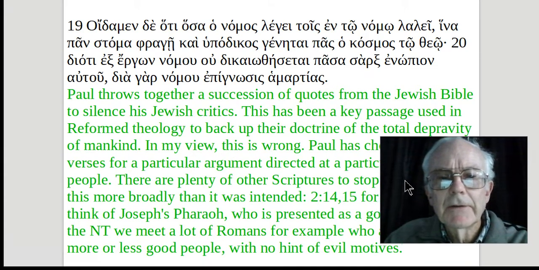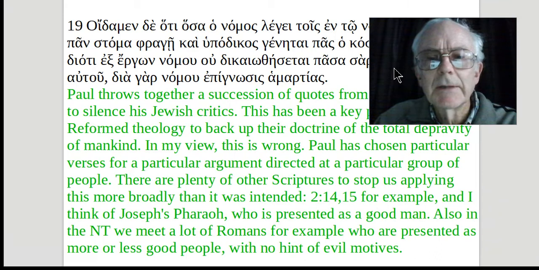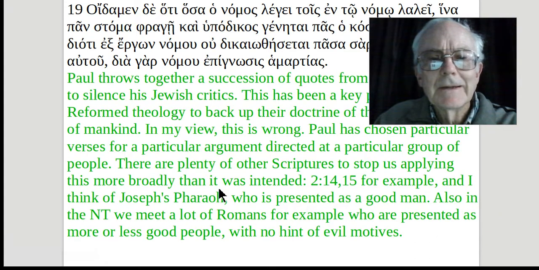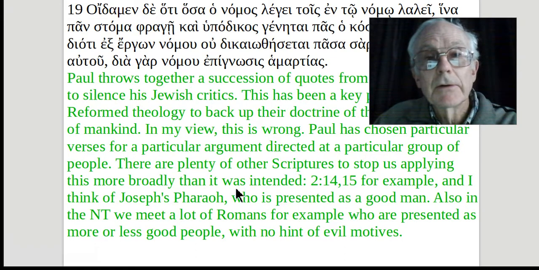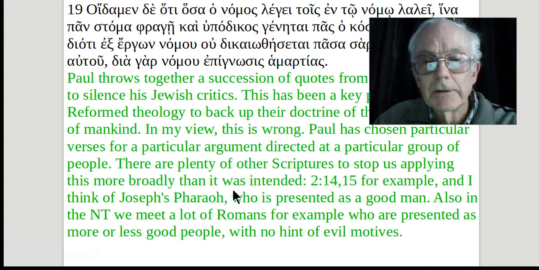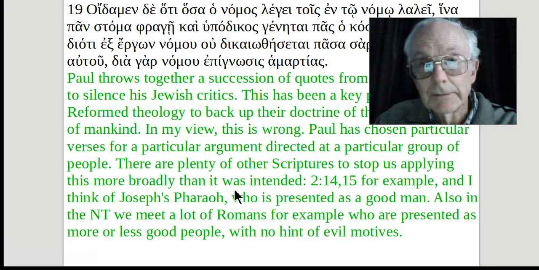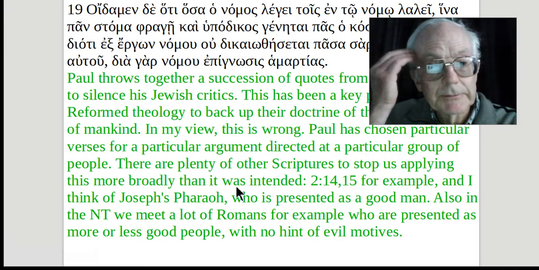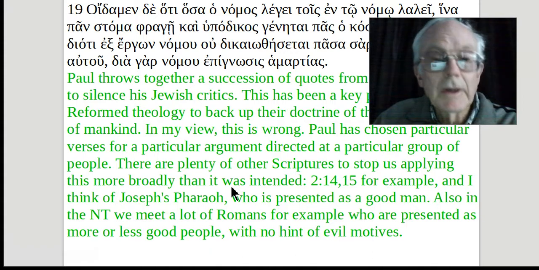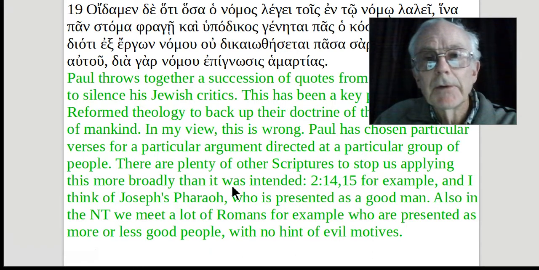Paul has chosen particular verses for a particular argument directed at a particular group of people. There are plenty of other scriptures to stop us applying this more broadly than it was intended. Romans chapter 2, verse 14 and 15, for example. And going to the Old Testament, I think of Joseph's Pharaoh, who is presented as a good man. Also in the New Testament, we meet a lot of Romans, for example, who are presented as more or less good people and with no hint of evil motives.